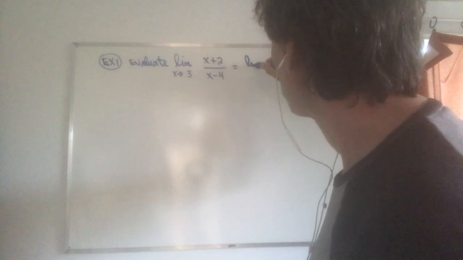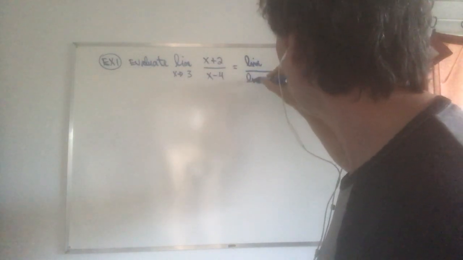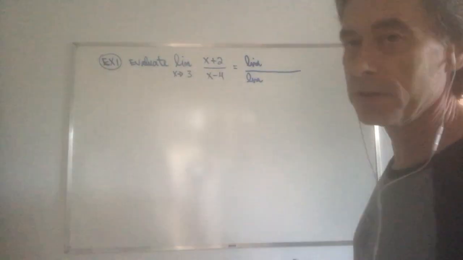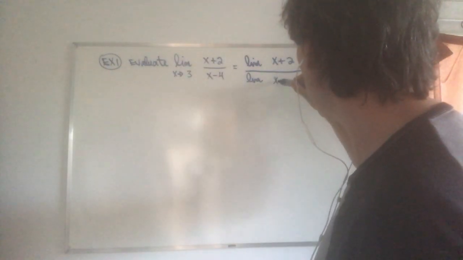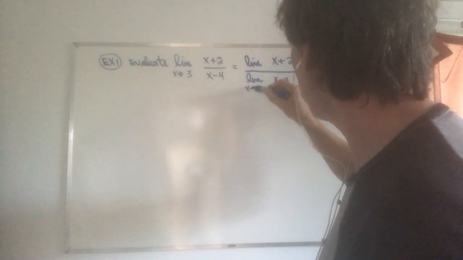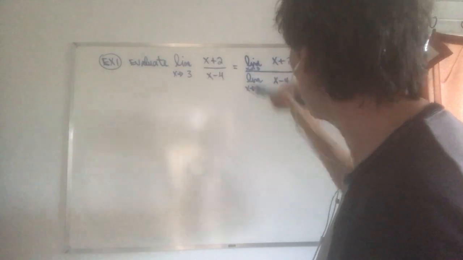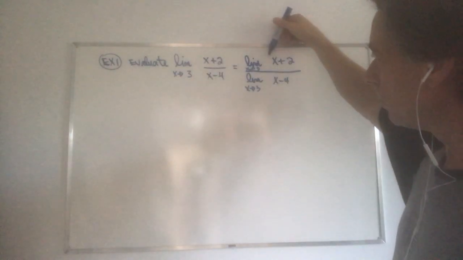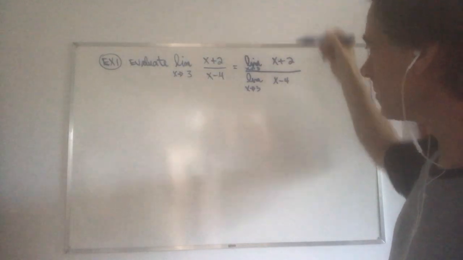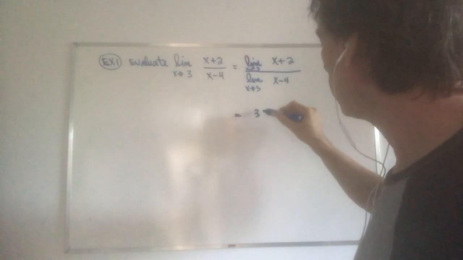So I'm going to say that this is the limit of the top over the limit of the bottom. So the limit of x plus 2 and the limit of x minus 4, each one when x approaches 3. Now look at the top. This is actually the second rule, right? mx plus b. So that's basically 3, right?